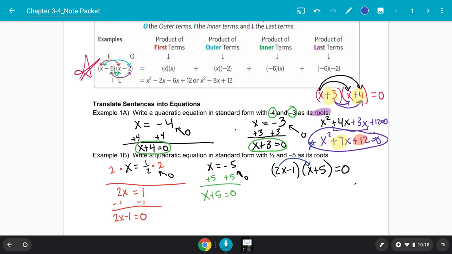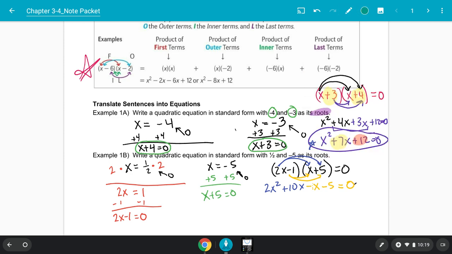So 2x times x is 2x squared. 2x times 5 is 10x. Then -1 times x is -x. You can put a 1 in there if you want. And -1 times 5 is -5. And that equals 0.